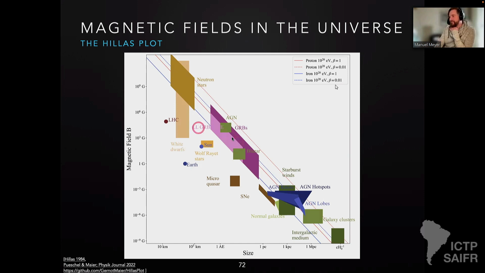Okay, and here you see the lines that Ulysses was showing if you want to accelerate cosmic rays, right? But you have neutron stars, which are very compact but have very high magnetic fields. You have your AGN, you have AGN lobes that Walter also touched on. You have galaxy clusters. You have intergalactic magnetic fields. So there are a lot of regions here that might be potentially interesting.